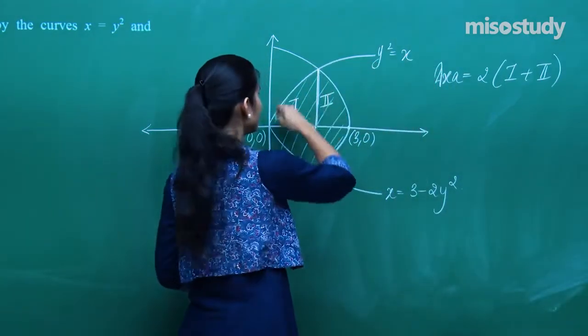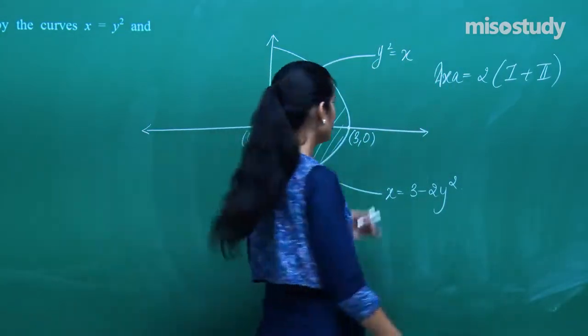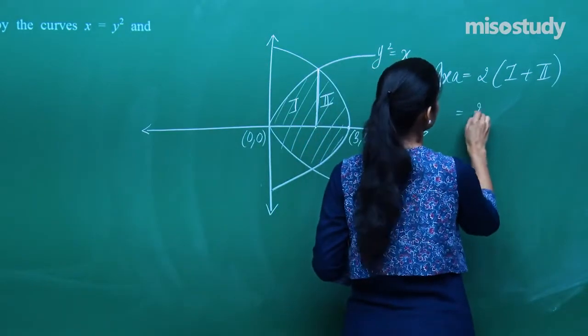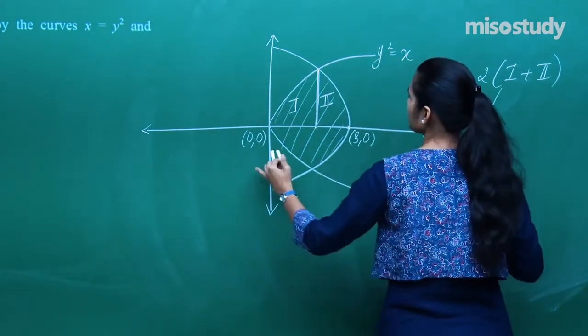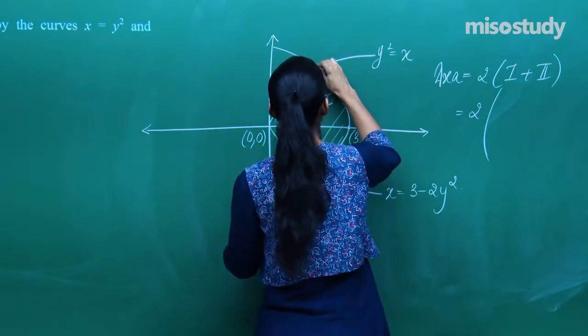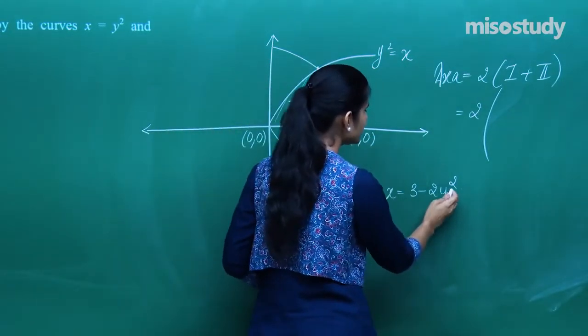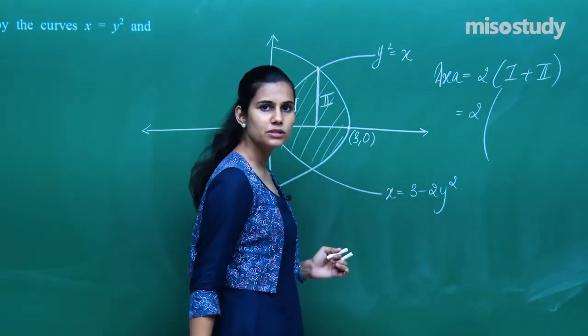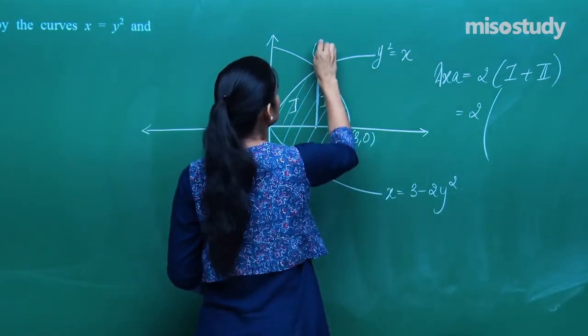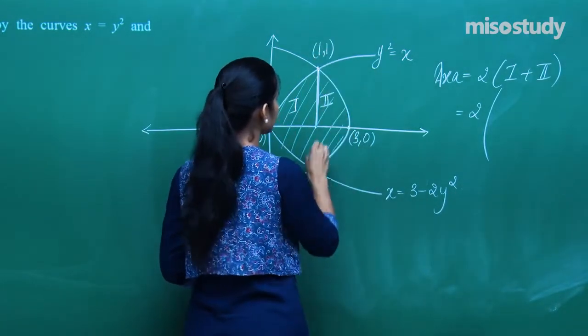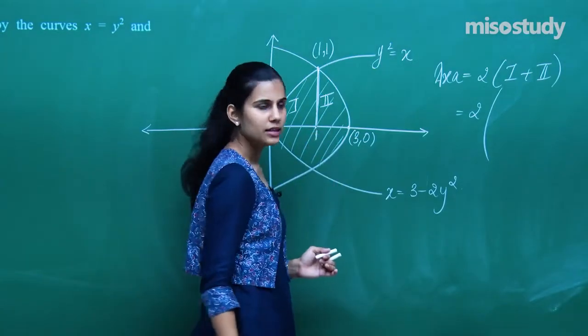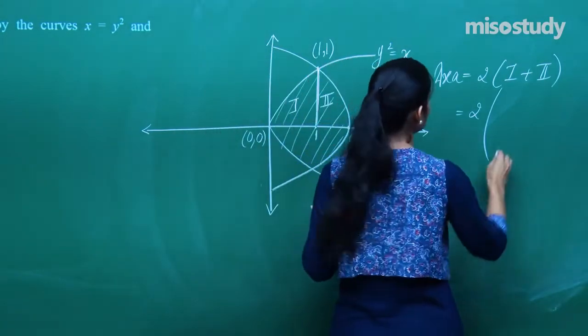Right? Whatever is the above portion, twice of it is below. Twice of it is the complete shaded region's area. So what is this point? Let's calculate. Y square is x. If you put y square equals x, you get x plus 2x, that is 3x equals 3. X is 1. So this is 1 and this is also 1. So this point is actually 1.